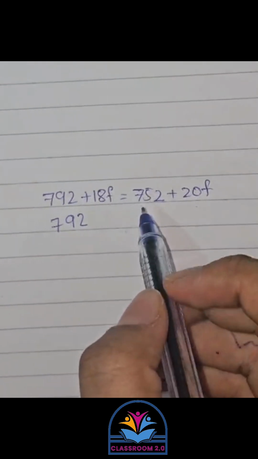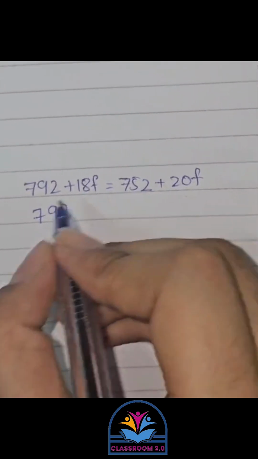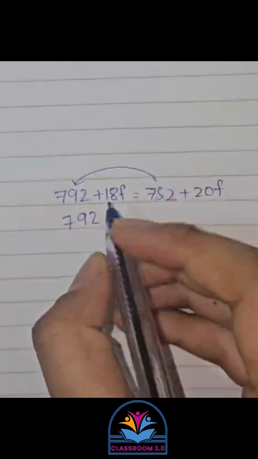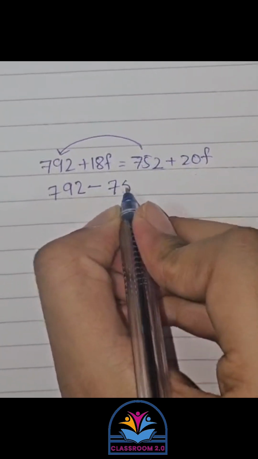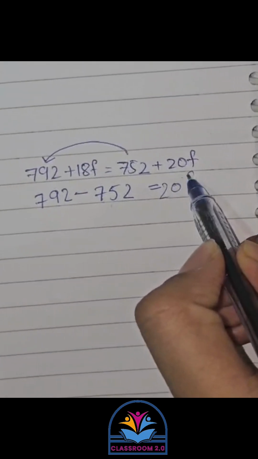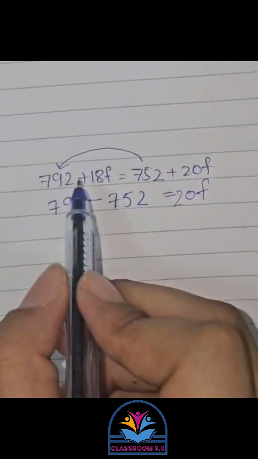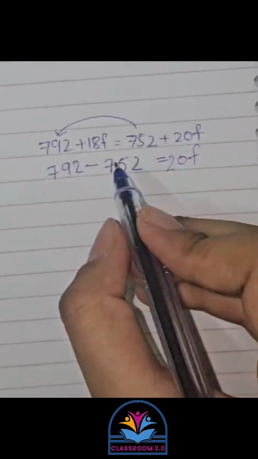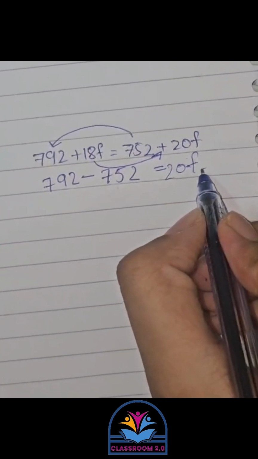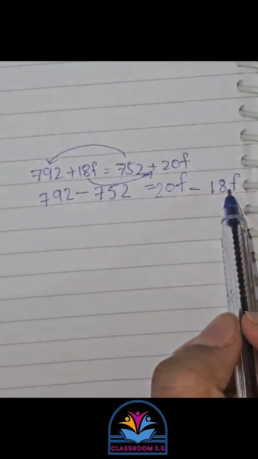If it is here in plus, remember if there is no sign, that means it is in addition. So if here the 752 is in addition, then if we will take 752 there, it will become in minus. So 792 minus 752 equals to, here 20f, we'll give 20f here. We have already taken 752 from this side now, so now we cannot take anything from this side. Now we have to take one number from this side to that side. So I'll be taking my 18f there. I'll be taking my 18f this side, so I'll be getting minus 18f, because here 18f was in plus, so it will become in minus.